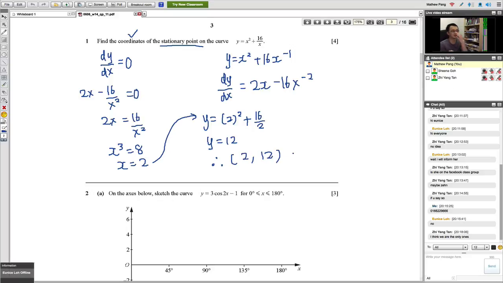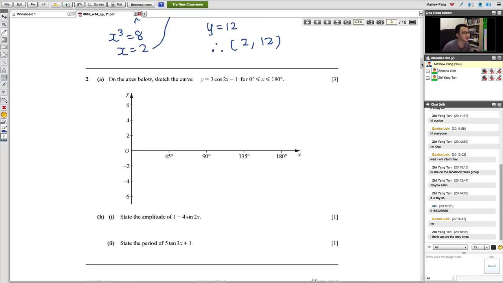Okay, the first one should have no problem, right? Because the first one is very simple only. Okay, I will go to the second one.